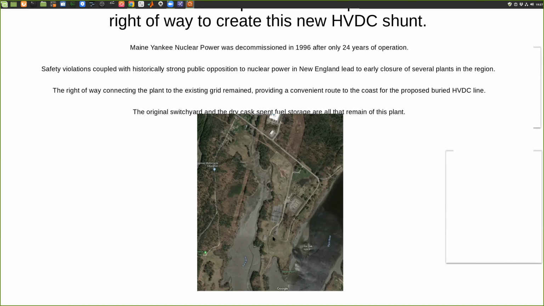And you can see this kind of bare patch here, which is overhead high voltage transmission lines that connected that plant to the grid itself. And the grid in that area being roughly following the coastline. So maybe 20 miles in or something. So what's left over after you decommission a nuclear power plant is the wires leading to it, a stranded asset.